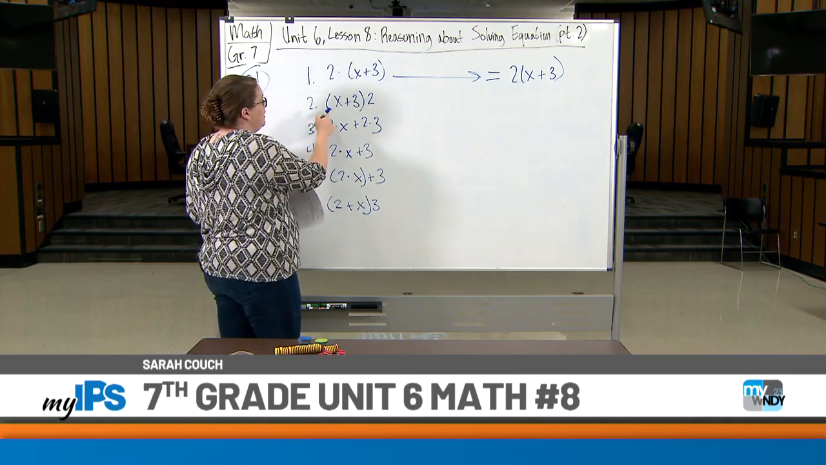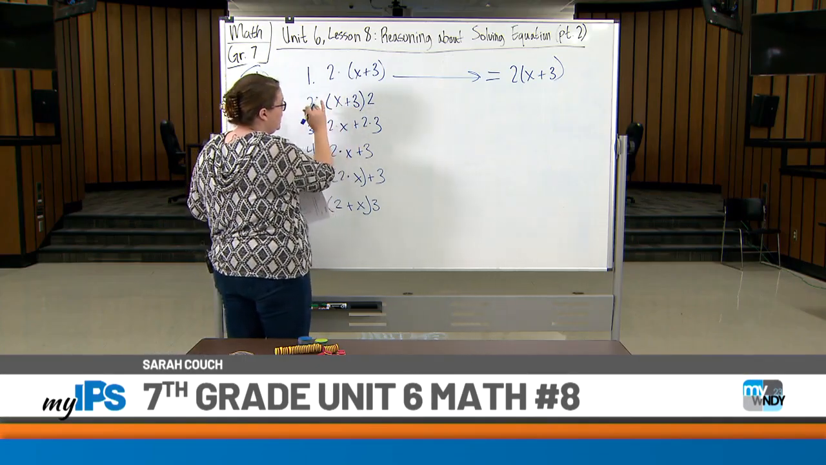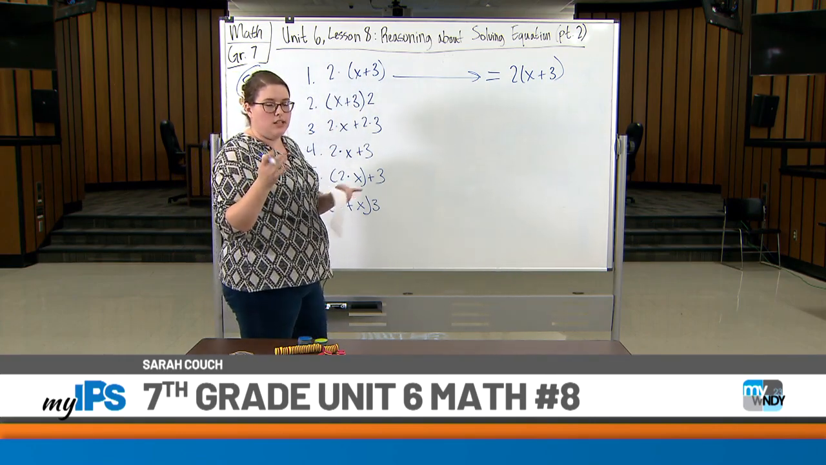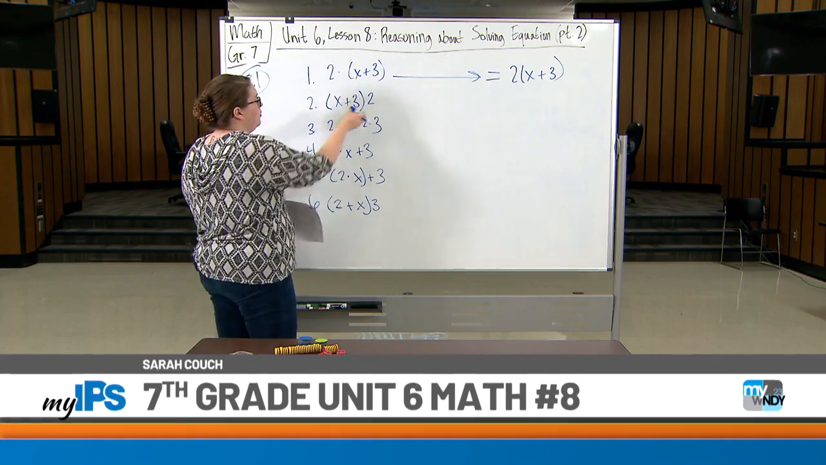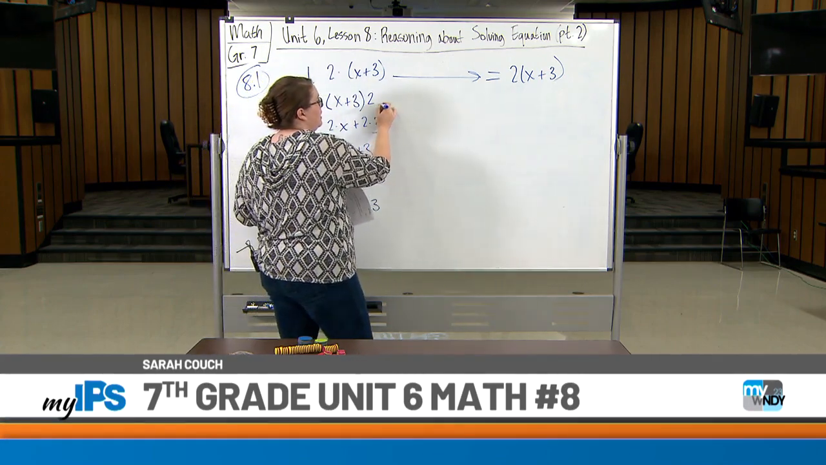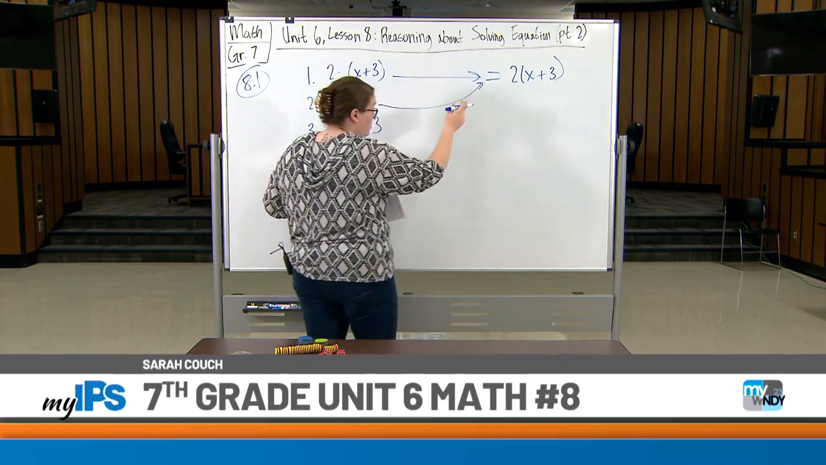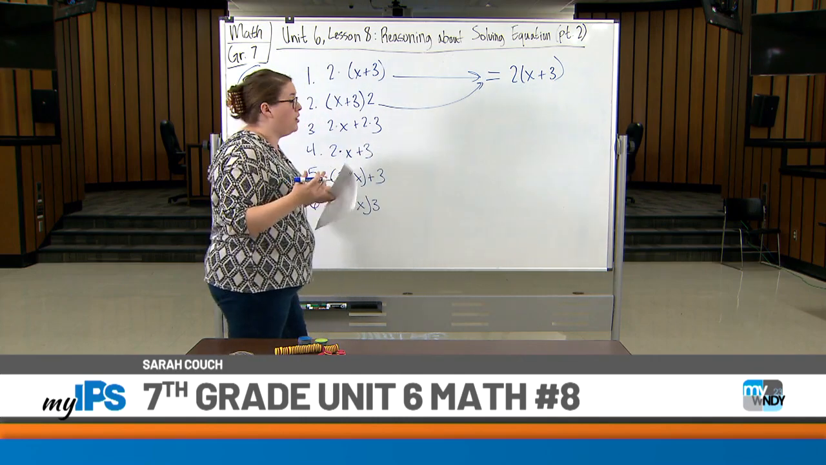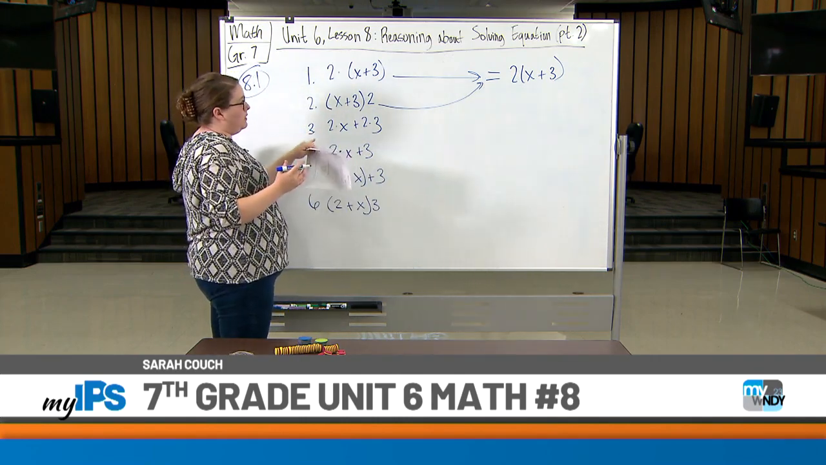Now we have number 2. We have x plus 3, the quantity, times 2. Well, if you remember, with multiplication, that order doesn't really matter. The 2 could go before, the 2 could go after. If they're multiplied together, the order does not matter here. So this is also equivalent, because you see, if I just flip the 2 from the front to the back, it's the same problem. Now let's look at 3.